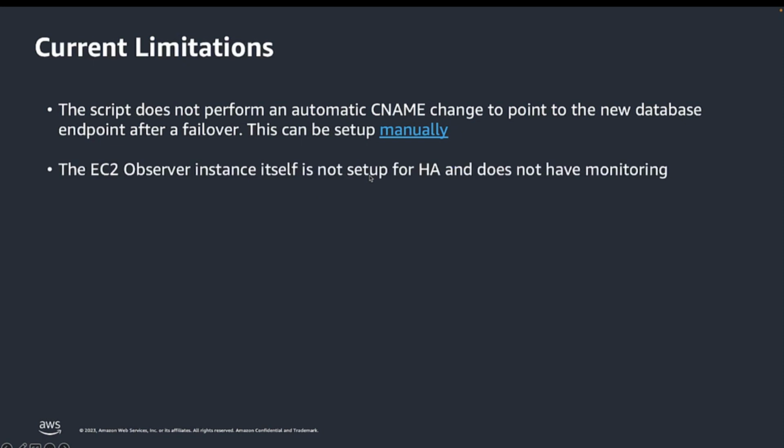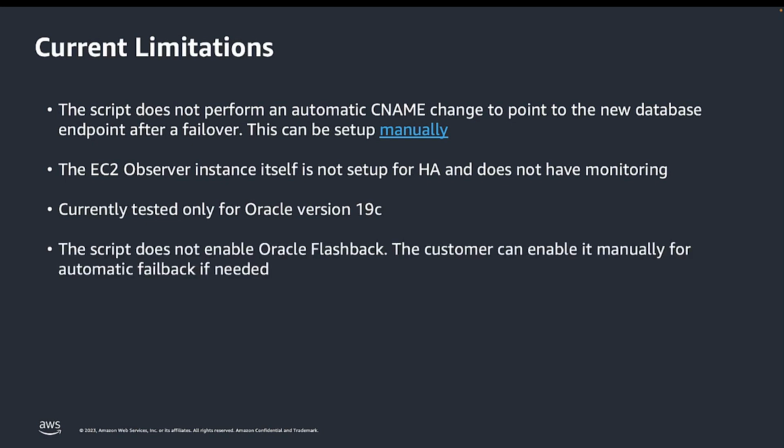And we are just setting up a single EC2 instance for the observer. Let's assume there is a failure on the EC2 instance itself. Then you have to use a snapshot restore for that EC2 to start up the observer. So as of now, for this version, we don't have any high availability for the observer piece itself. And we have tested the solution mainly on database version 19c, because this is the version mostly used by many of the customers.